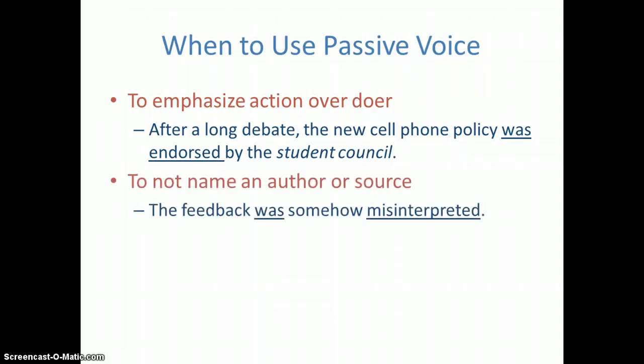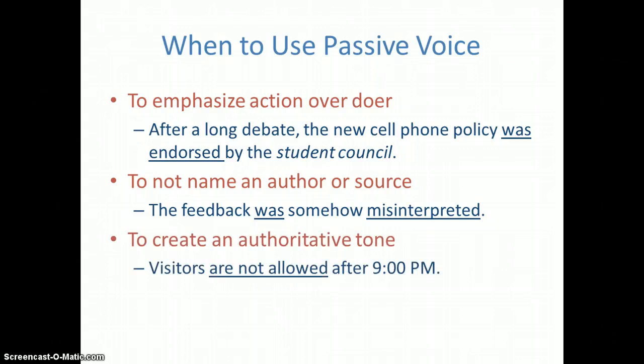If you want to avoid naming an author or a source, maybe to keep somebody's identity a secret, or to have some tact and not throw somebody under the bus, then you can use passive voice because you don't have to mention that doer. The feedback was somehow misinterpreted. A teacher might say this to a class to avoid naming the students who misinterpreted the feedback. And then sometimes passive voice can create an authoritative tone. If you look at the sentence, visitors are not allowed after 9 p.m., it sounds a little bit more firm, and it's almost like they have so much authority they don't have to say who it is that decides these rules.